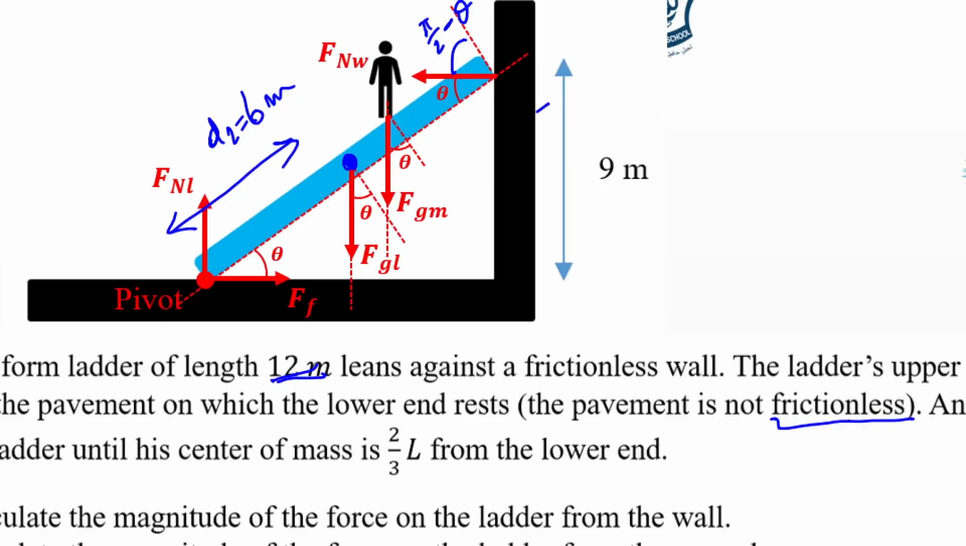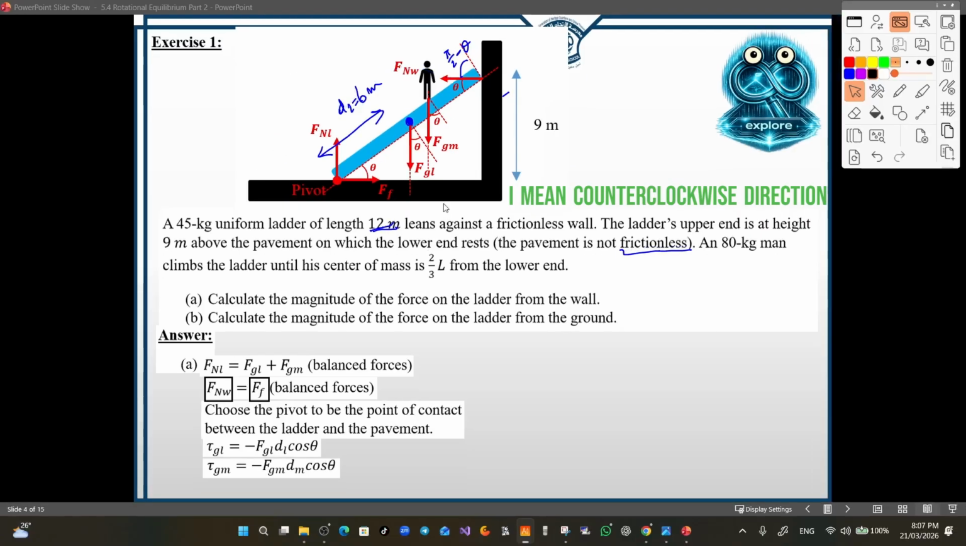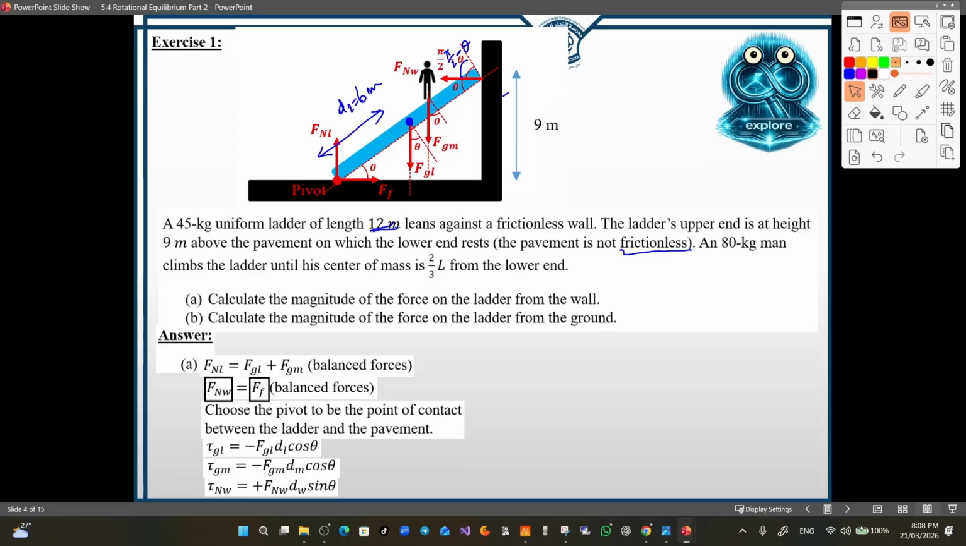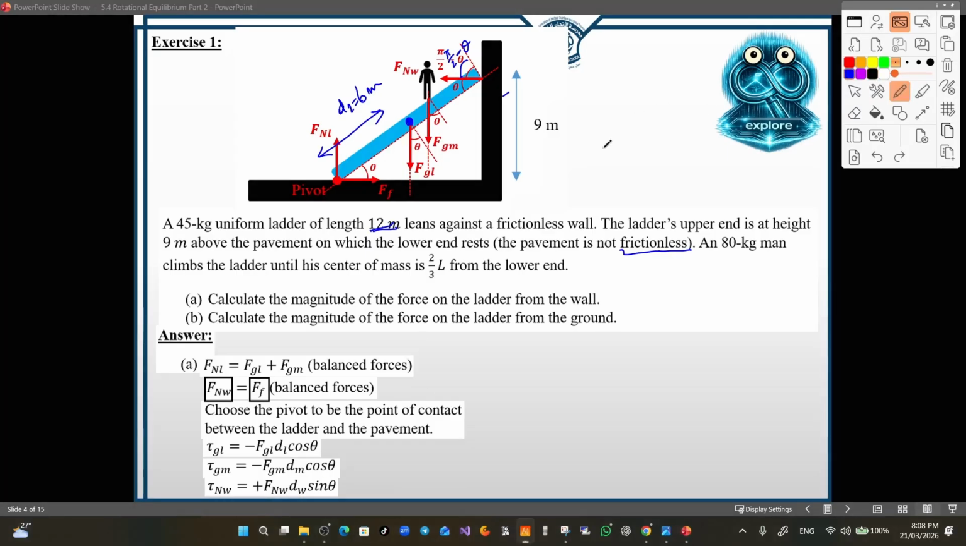Now, what about the direction of rotation caused by this force? This force would rotate the ladder in this direction. This is the counterclockwise direction, and we will use the plus sign in the torque expression. So we get that tau equals plus FNW times dW. dW stands for the distance between the point of application of the force and the pivot point. This distance represents the length of the ladder, which means it's going to be 12 meters. Let's call it dW. Now multiplied by the cosine of theta.